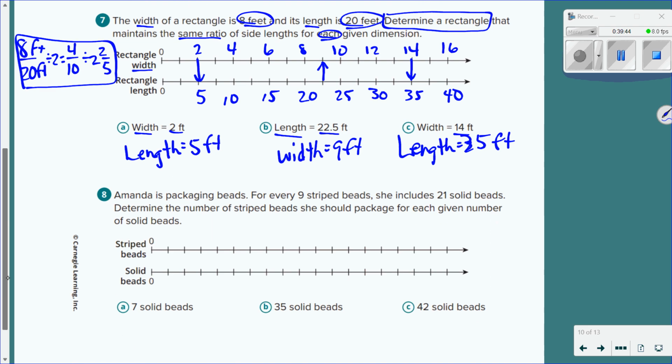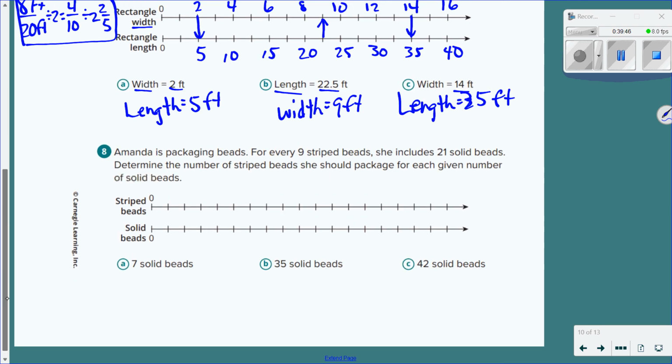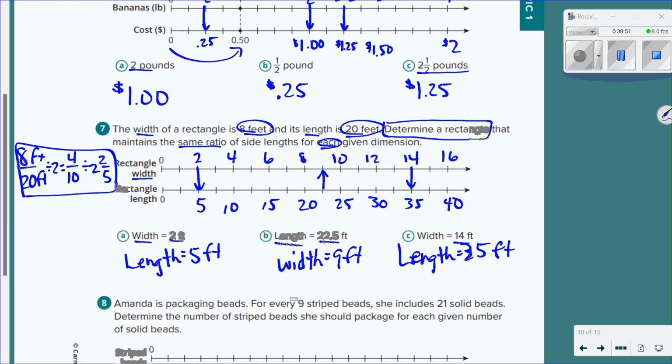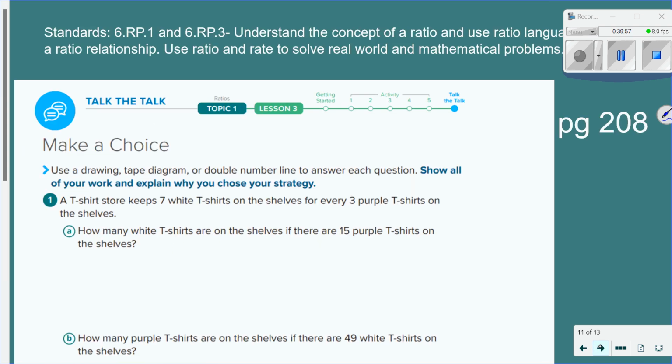Okay, unfortunately, we're down to 5 minutes. So if you want extra practice, you can try it on 8. Again, start by simplifying the ratio they gave you of 9 to 21 for your interval. But for now, let's go ahead and turn to page 209.